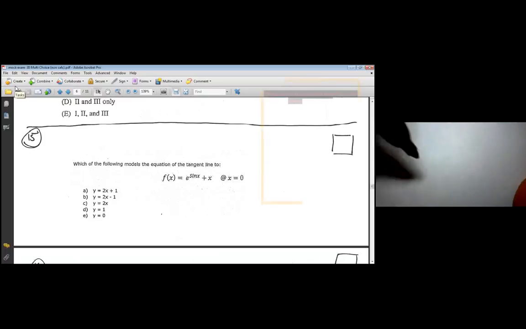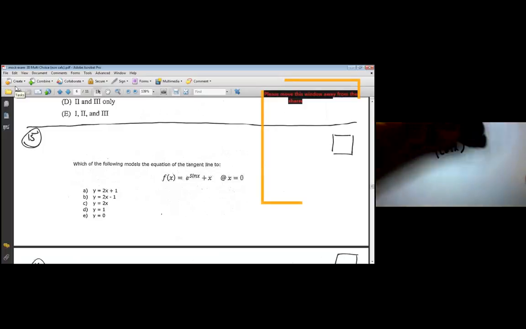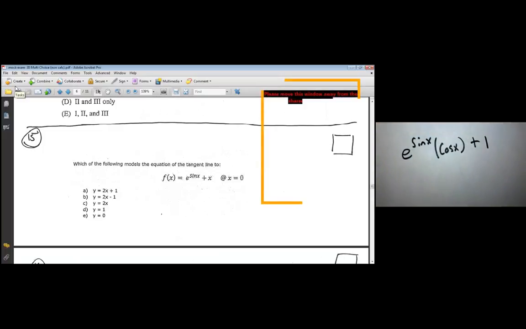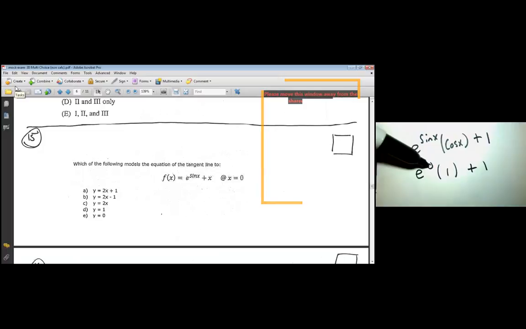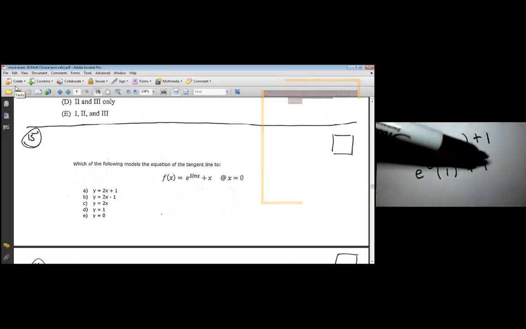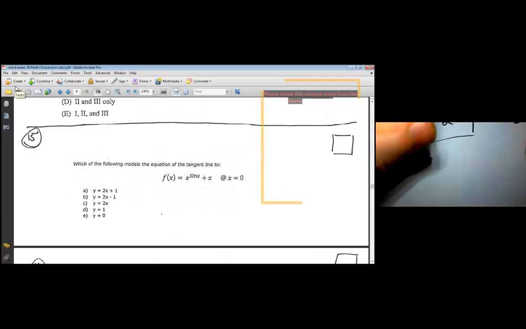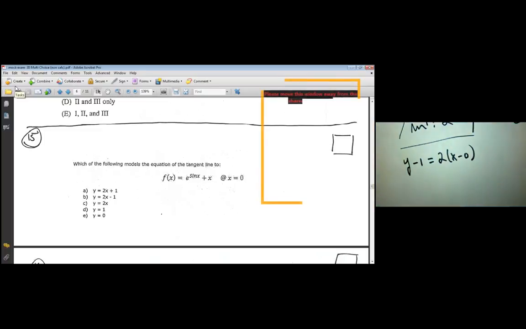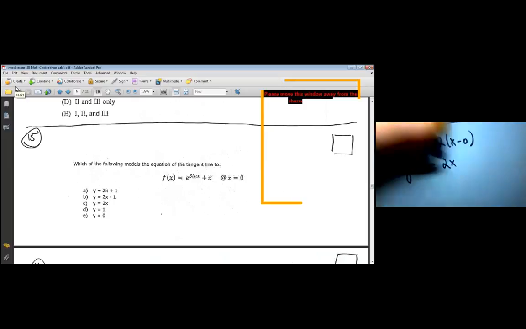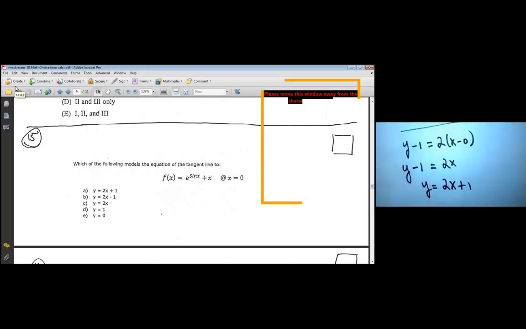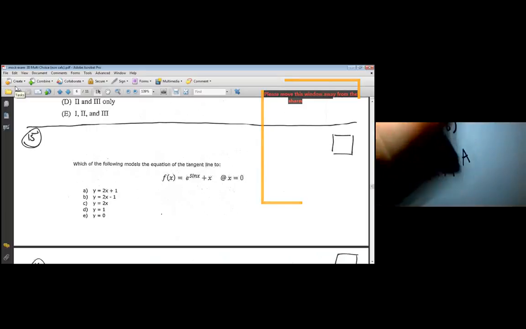Now we need a derivative. E to the stuff times stuff prime is my derivative, plus one, because that's the derivative of x. So there's our derivative, and we're gonna plug in zero. So sine of zero is zero, cosine of zero is one. So e to the zero is one, one times one is one, one plus one is two. So as far as my box goes, I've got 0, 1, 2. So that's y minus 1 is equal to 2 times x minus 0. This one has them all solved out for y, so you should do the same. That gives you y is equal to 2x plus 1. And that is choice A.